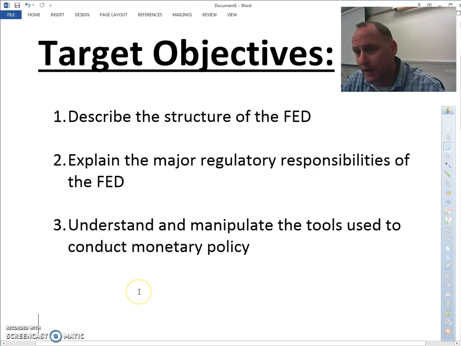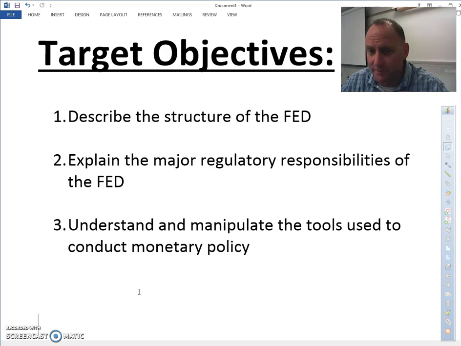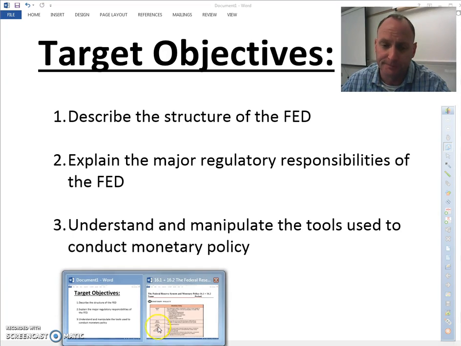First of all, we're going to describe the structure of the Federal Reserve. I'm going to show you that in a few minutes. We're also going to explain the major regulatory responsibilities of the Fed. And then, probably the most difficult part, you'll have to do an analysis and manipulate the tools of the Fed that they use to conduct monetary policy. If you remember, we talked a little bit about monetary policy in previous chapters, or units, so hopefully this won't be too new to you as we go through it.